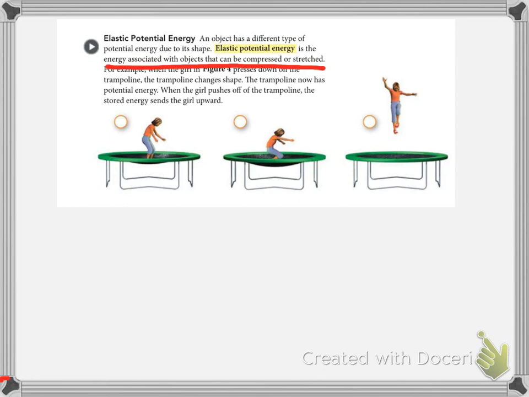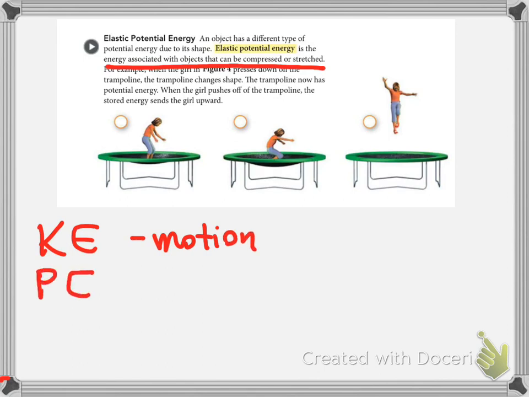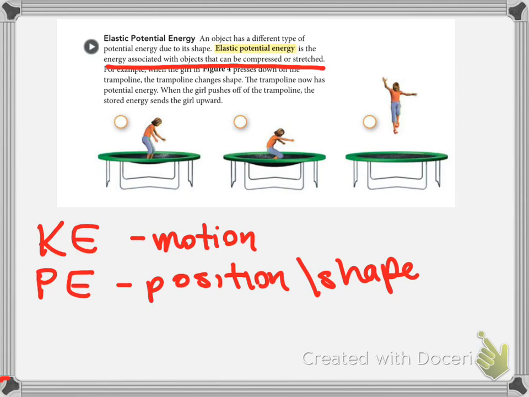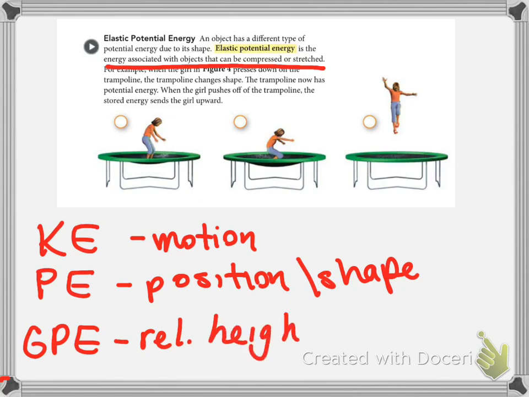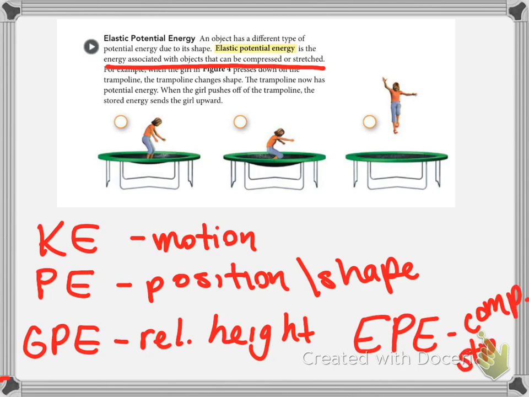So there we have it. We have our kinetic energy, which is due to motion. Potential energy, which is due to position or shape. Gravitational potential energy, which is related to height, and elastic potential energy, which is related to compressing or stretching. Make sure you add this information to your notes and you'll be all set.